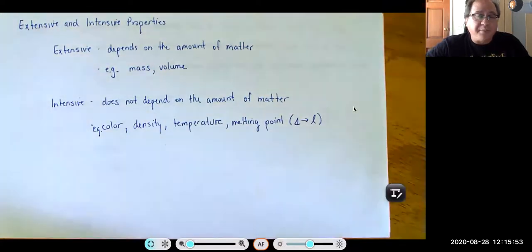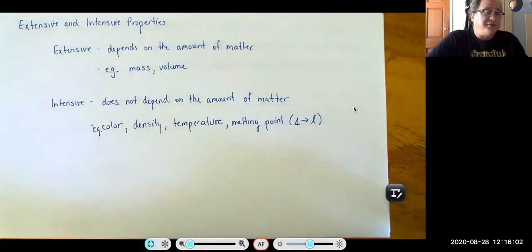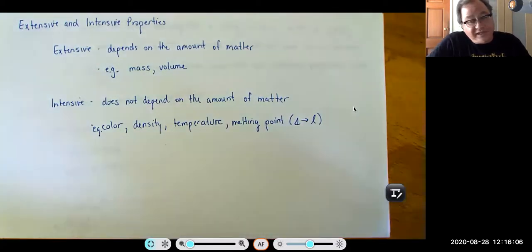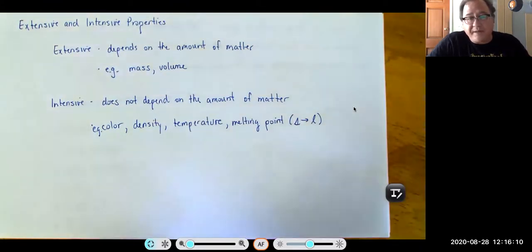So some properties just depend on how much of the matter you have. Some don't depend on the amount of matter you have. For instance, you could think about taste. You have a small sandwich, it tastes great. You have a big sandwich, it tastes great. That would be an intensive property.